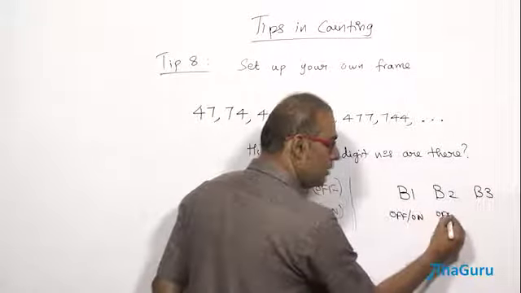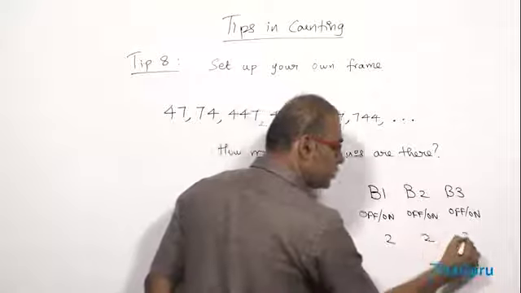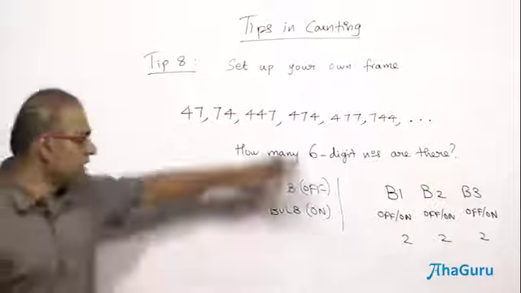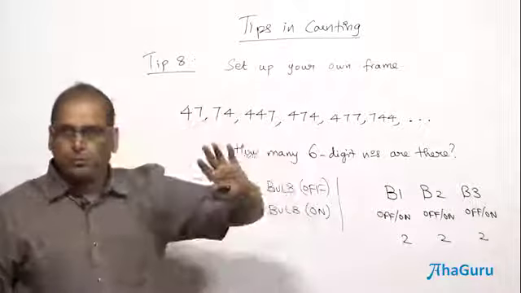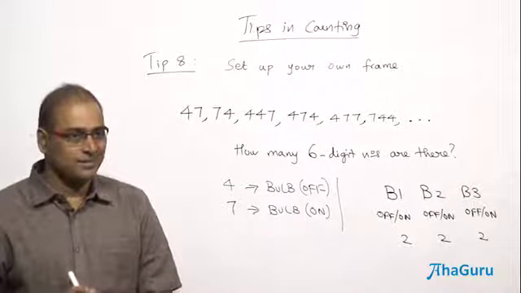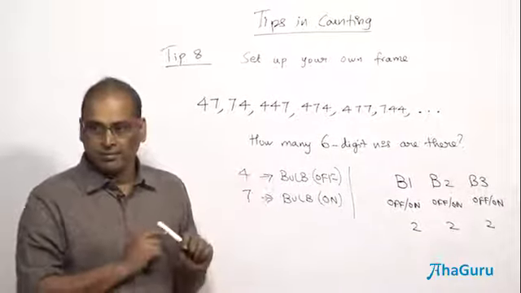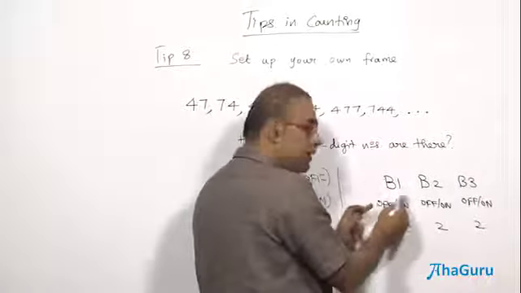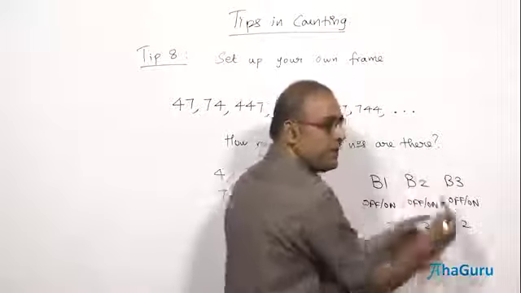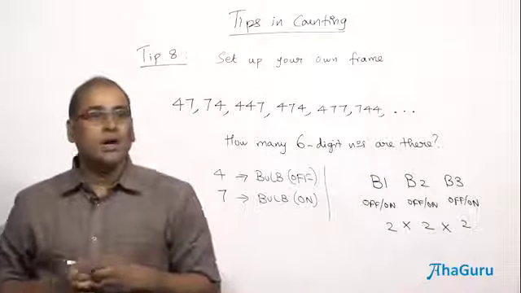Second bulb, third bulb. So you get 2 choices, 2 choices, 2 choices. So the total number of choices in which 3 bulbs can be off or on, forgetting the sequence condition: will you be adding or multiplying? Multiply. Reason: for every choice of this, you have got 2 choices. For every combination of B1, B2, you have 2 choices. Are you able to understand? Therefore, it's going to be 2 into 2 into 2, 8.